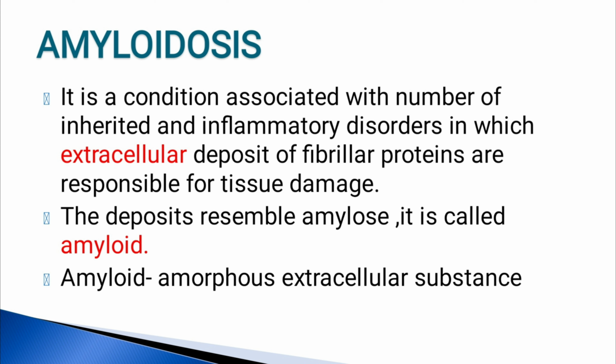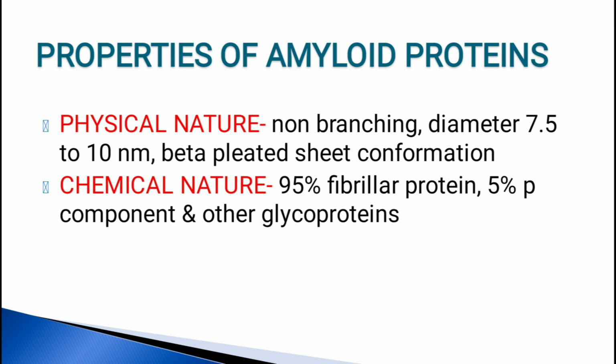The amyloid is an amorphous extracellular substance, and on accumulation it produces pressure atrophy on the adjacent cells. We have already learned about atrophy in our previous videos. Next is the properties of amyloid proteins. Actually, there are more than 20 different types of protein that aggregate to form an amyloid. There are 3 major and several minor proteins. Therefore, it is said that amyloidosis is not a single disease.